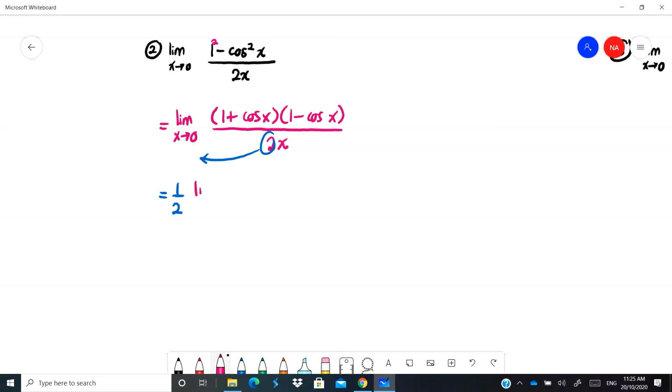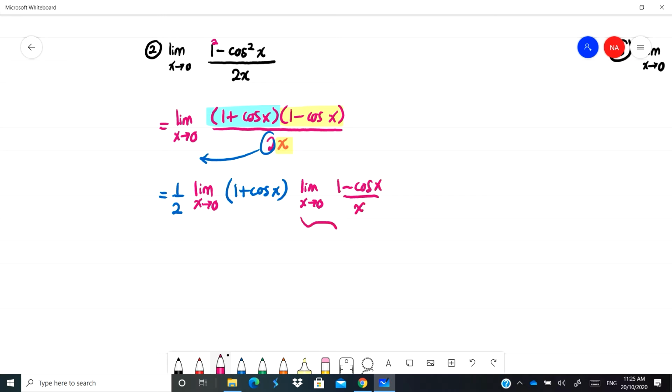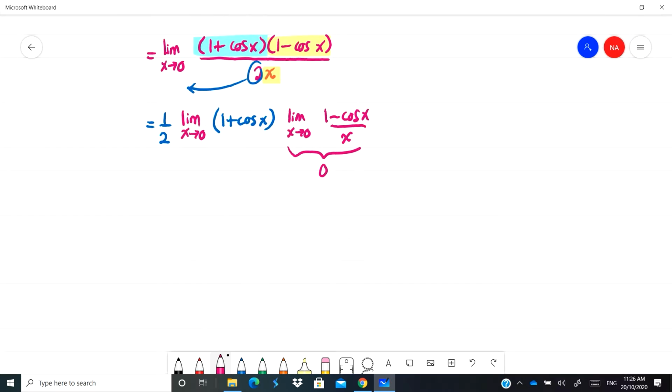So I'll have the limit as x approaches 0. I'll just write the first part first, of that 1 plus cos of x, and I'm going to put it in a bracket. Now I'm going to focus on this 1 minus cos x over x part. I'll write another limit as x approaches 0, because it is a product of 2 limits now, of 1 minus cos x over x. This is actually 0 by using the squeezing theorem. So we'll have 1 over 2.